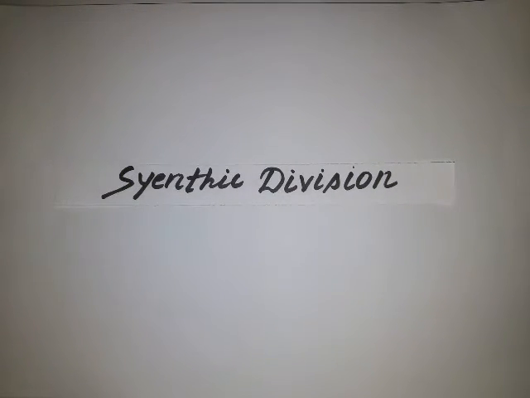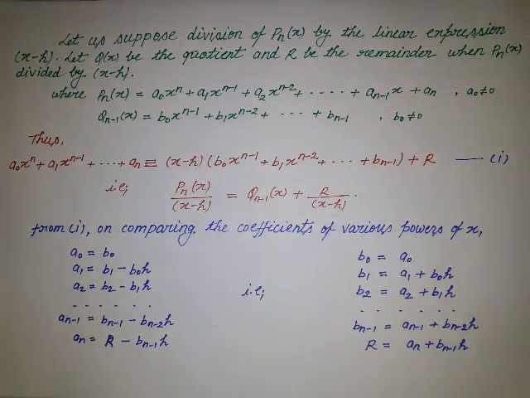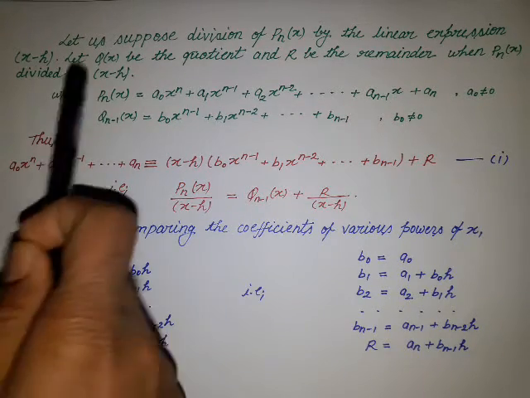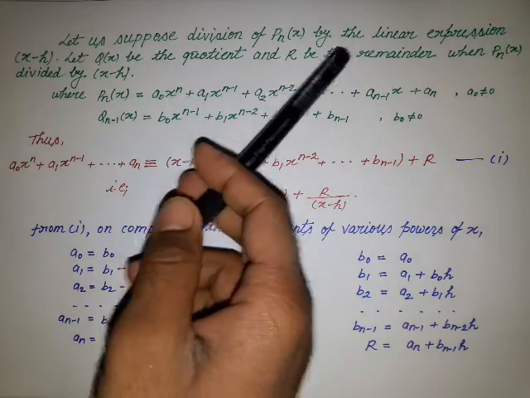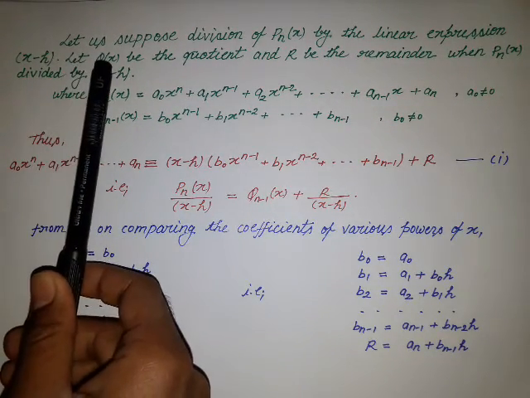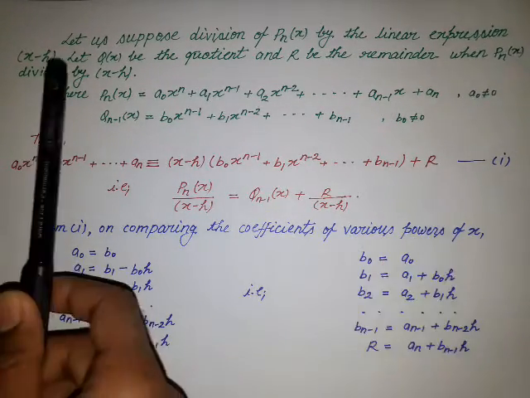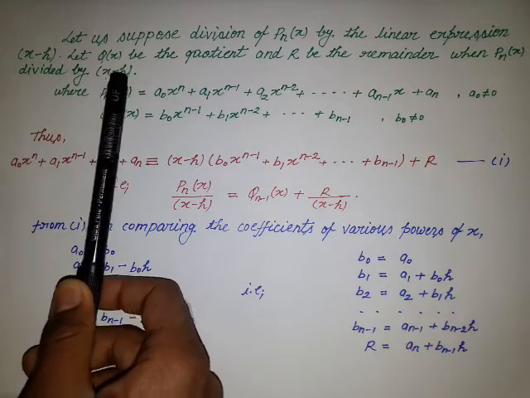Today we discuss synthetic division or Horner's scheme. And for this purpose we need some expressions. So first we suppose the division of p(x) by the linear expression x minus h. Let q(x) be the quotient and r be the remainder when p(x) is divided by x minus h.